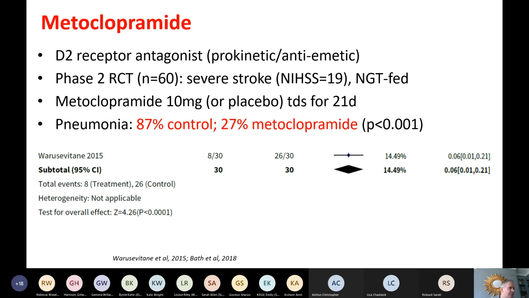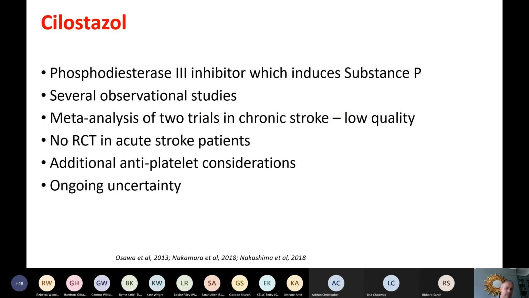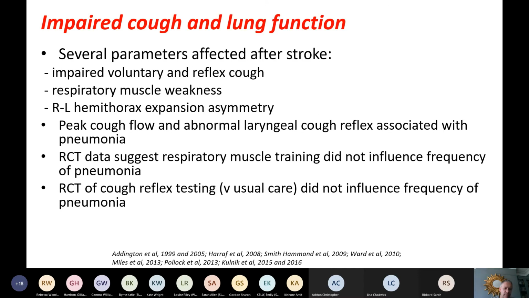Next slide, please. So what about impaired cough and lung function? And this is really the Cinderella area of pathophysiology of pneumonia, certainly when you compare to the amount of research that's been done on oropharyngeal mechanisms of aspiration. There's very little known about impaired cough and lung function, but several parameters are affected after stroke. So there is complex impairment of voluntary and reflex cough.